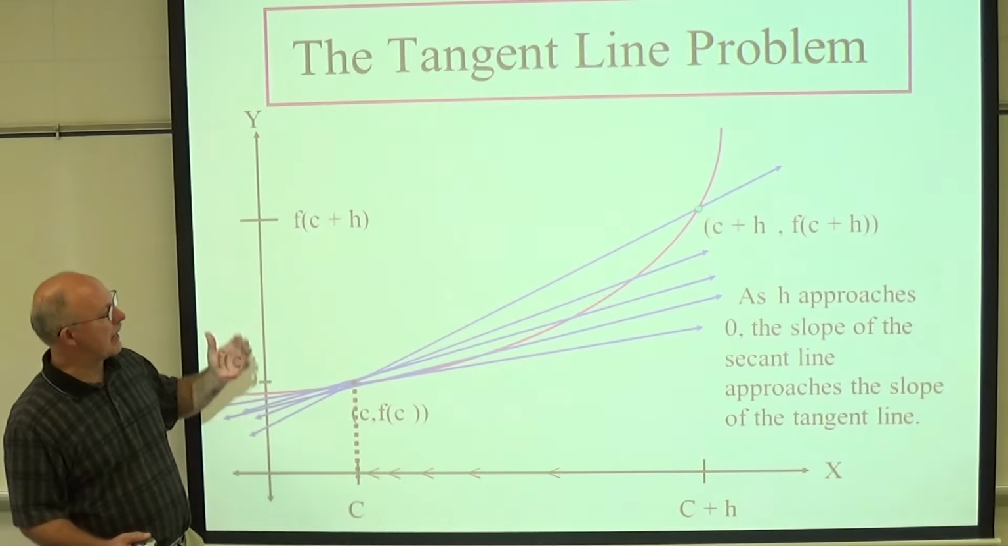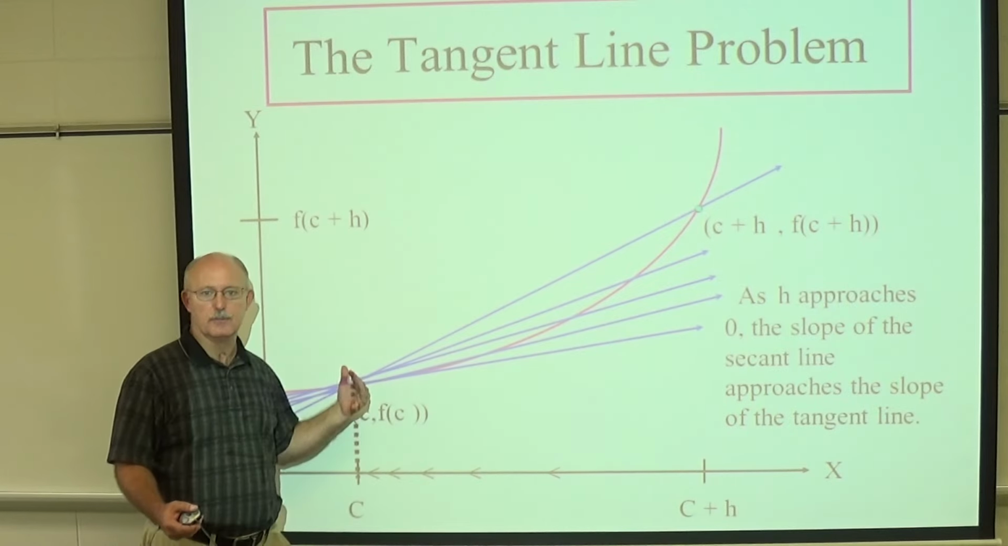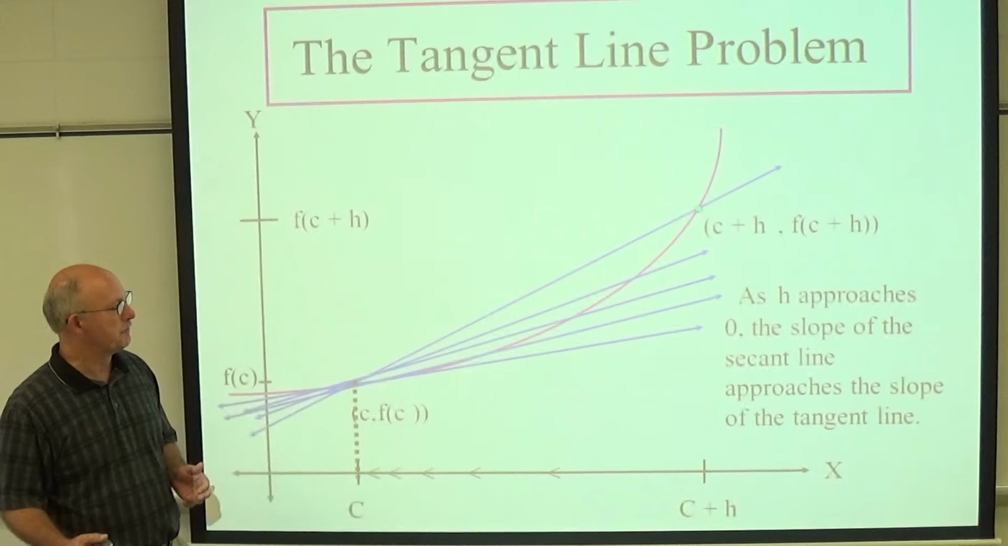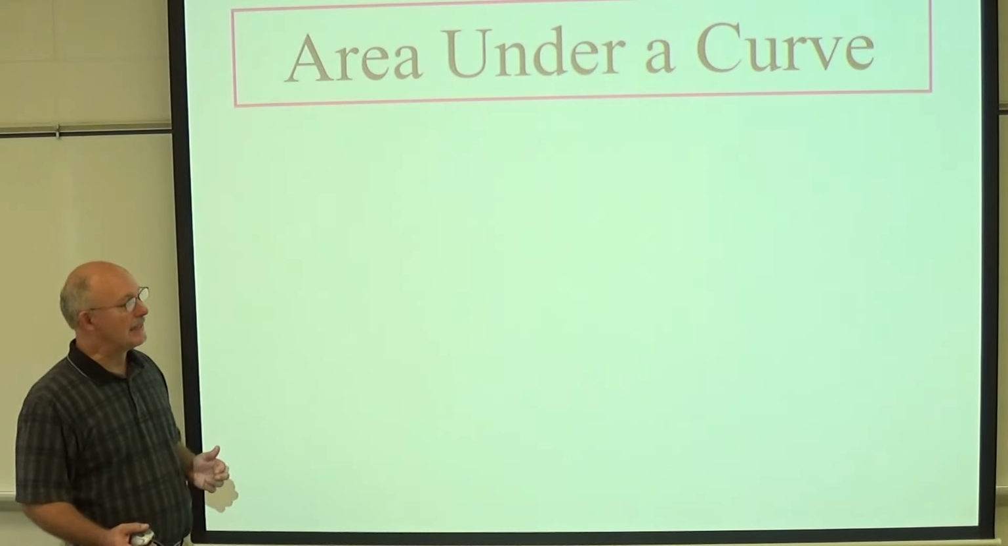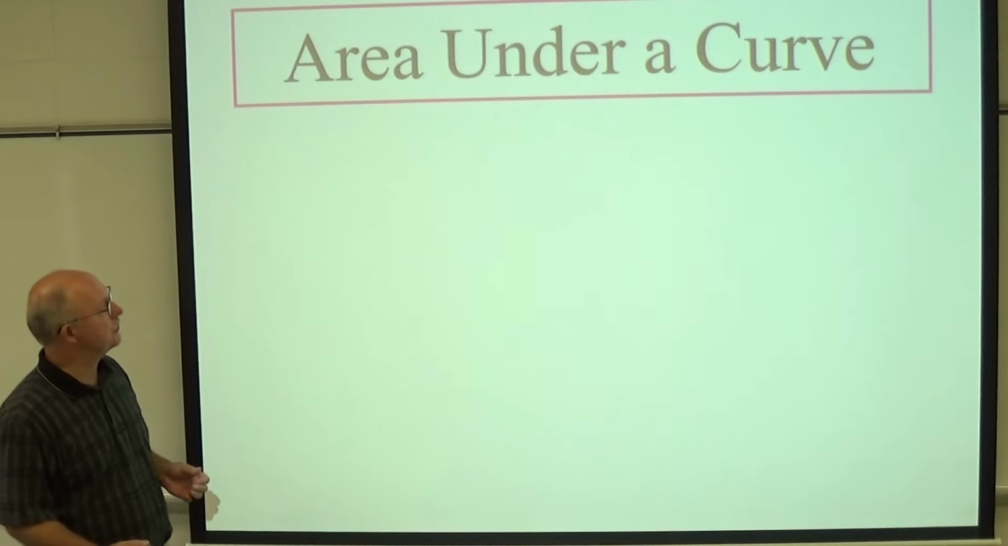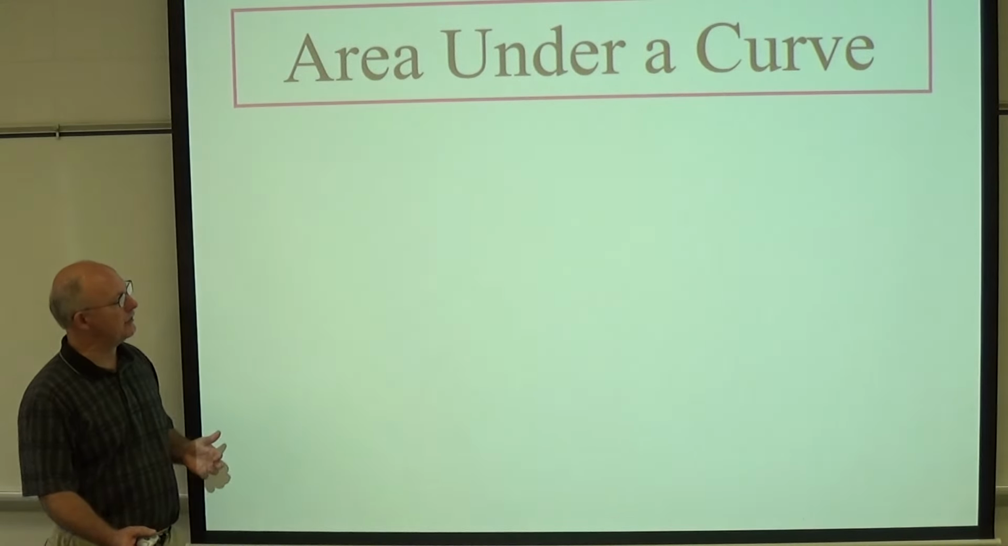So this is the tangent line problem. I said prior to the development of calculus, getting the slope of that tangent line was really pretty difficult. Now let's take a look at the area under a curve. Area is another major concept from calculus.